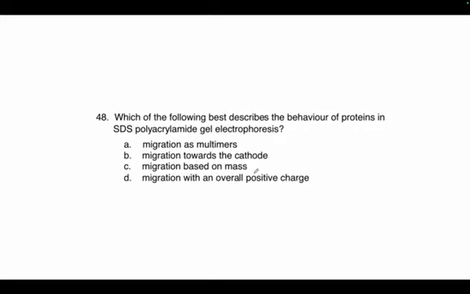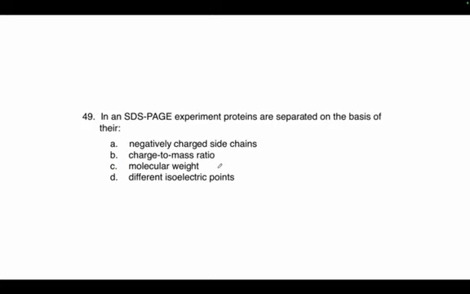Which of the following best describes behavior of proteins in SDS? It is best described as migration based on mass. Right? It is not migrating towards the cathode, it is migrating towards the anode. Because SDS is denaturing, it is not going to migrate as a multimer, it is going to migrate as a monomer. Okay? And SDS is imparting an overall negative charge. So the only correct option is C. In SDS-PAGE, proteins are separated based on their molecular weight.